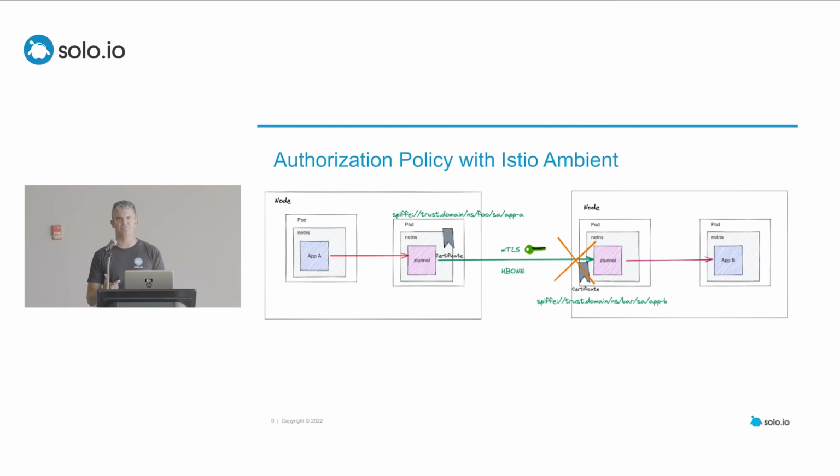Now, if you need to do more sophisticated checks, like, does it have this JWT token, and are these claims in there, and does it have these headers? That's all layer 7 stuff. So that would have to be done in the waypoint proxies. That would not be able to be done in the Z tunnel or in the secure overlay.